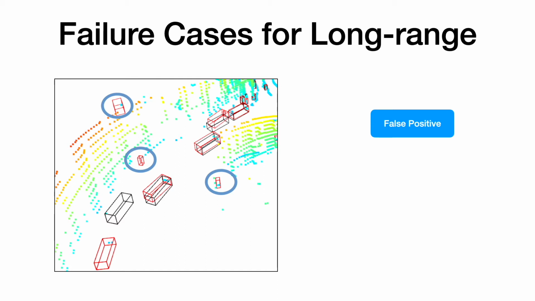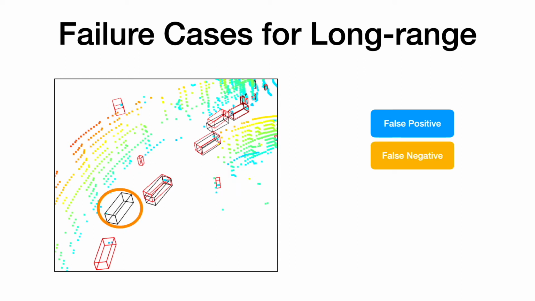Here, we visualize a few failure cases of the state-of-the-art CenterPoint detector on the NeurIPS dataset. One common error is false positive detection shown in these 3 blue circles. The 3D detector misrecognizes background LiDAR points as 3D objects. Another common error at long range is false negative detection shown in the orange circle. The detector completely misses the 3D objects and classifies them as background.